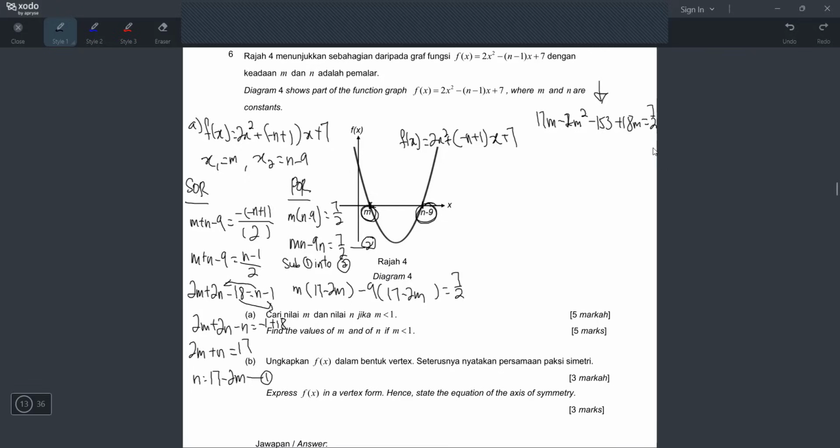Now I can find my m, but first get rid of the fraction first. Everything times 2. So 34m times 2, 4m square times 2, I don't know. Let's press times 2. 306. Okay, 306. And then times 2 also 36m times 2 also 7.